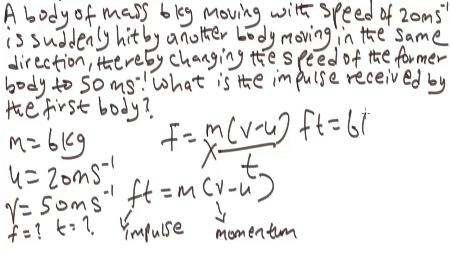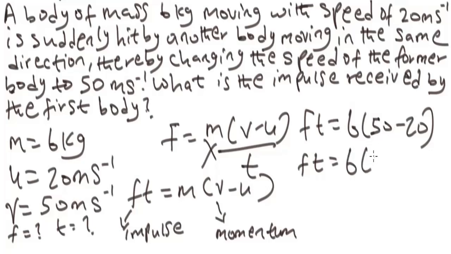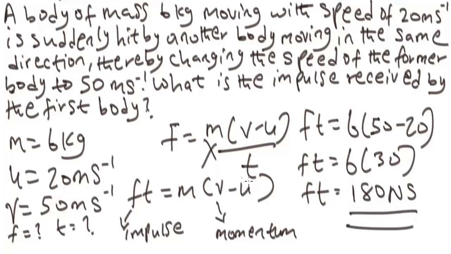We have the mass to be 6, in brackets, final velocity minus initial velocity, 50 minus 20. When you simplify this, 50 minus 20 gives us 30. Therefore, Ft, which is the impulse received by the first body, will be 30 times 6, which gives us 180 Newton second. So impulse is measured in Newton second. It has the same unit as momentum, Newton second. This will be the answer to this problem.